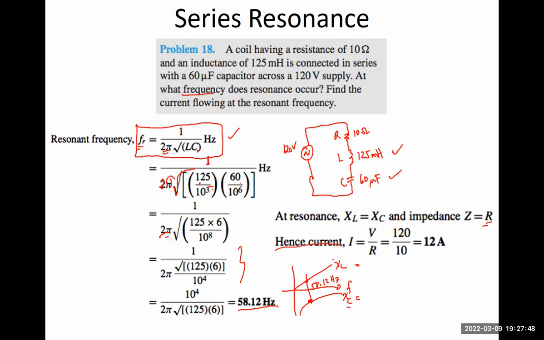So hence, we could now find the current because of these conditions. So to find the current, we could make use of Ohm's law. So that is I is equal to the voltage divided by resistance R. We already have a supply voltage equal to 120 volts, and we have a resistance R equal to 10 ohms. So that is 120 divided by 10, and the current of the circuit now would be equal to 12 amperes.